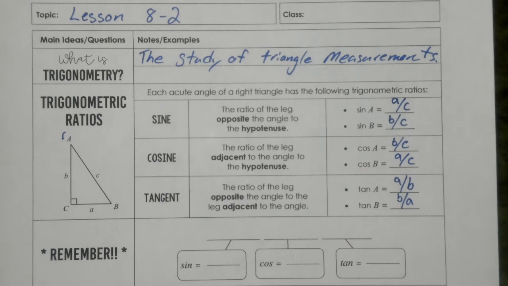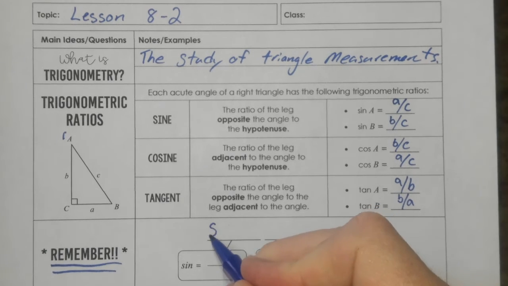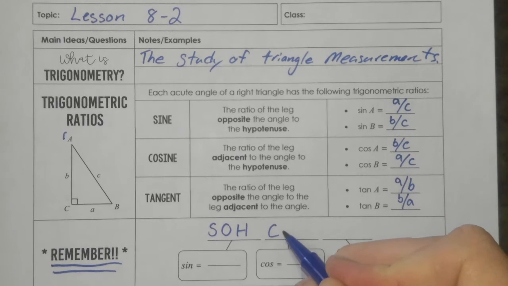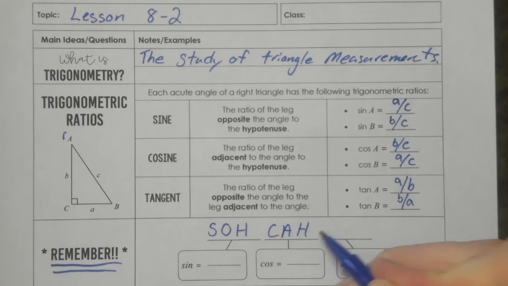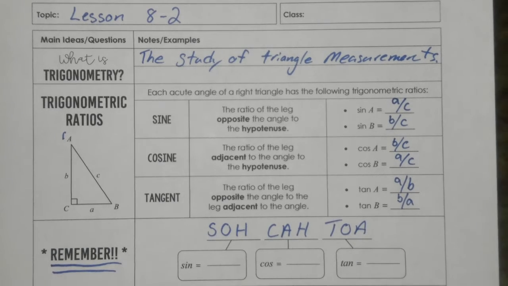All right, now there's a way that we can remember these, and this kind of seems silly, but it's pretty helpful. So I'm going to write down SOH, CAH, TOA. Okay, so SOH CAH TOA is just a silly little thing.